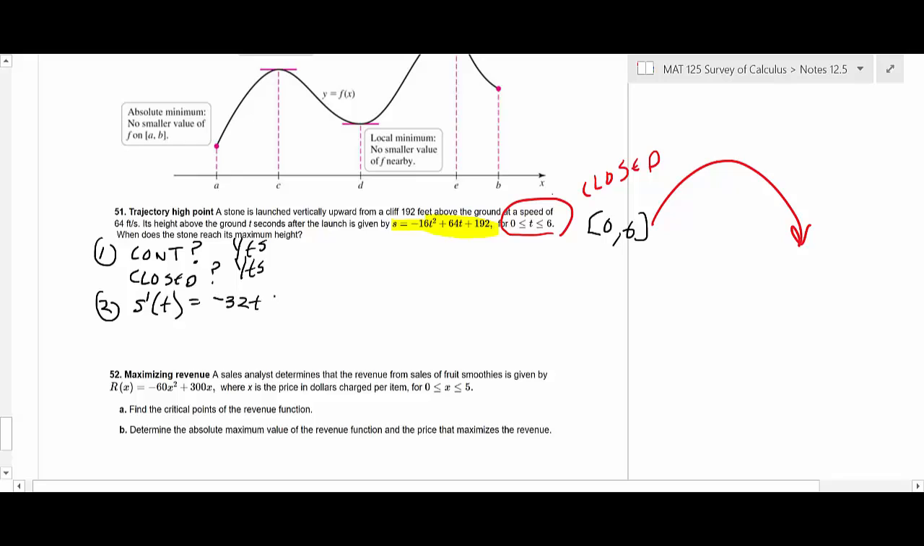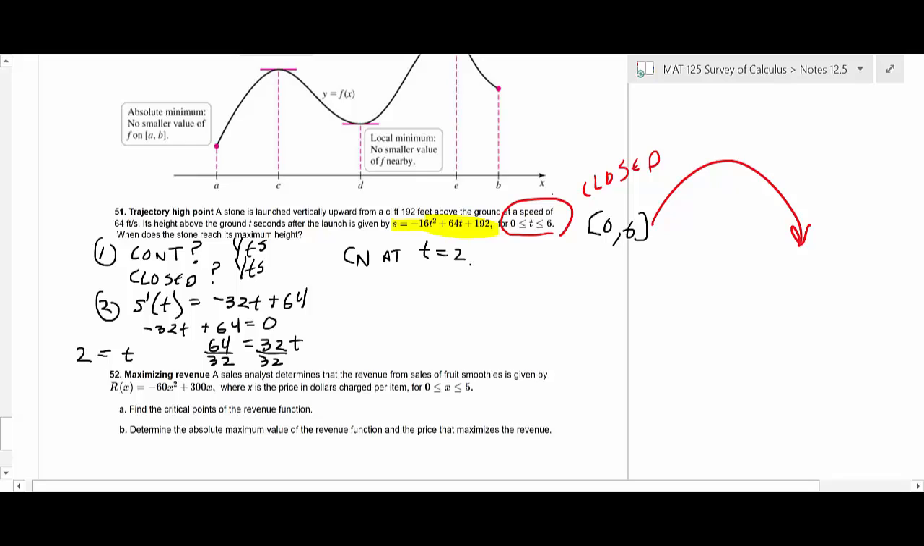Negative 32t plus 64. Good. Okay, now we're going to set that equal to 0. So we're going to have negative 32t plus 64 equals 0. I'm just going to solve for t. I'm going to move the t to the other side. The best way to do this is probably just have 64 equals 32t. Then you can divide by 32. So it looks like 2 would be your critical number. So what you have is a critical number at t equals 2.